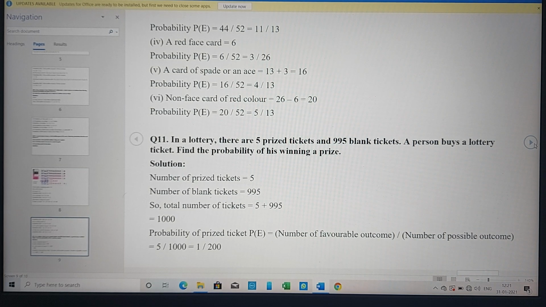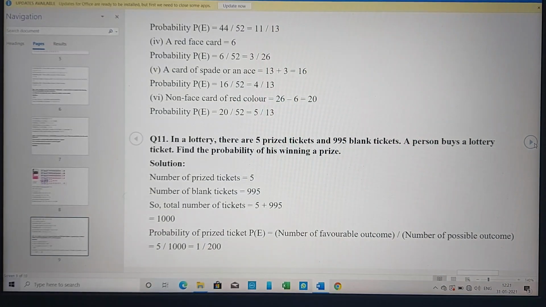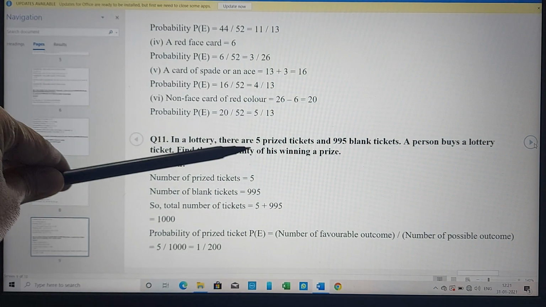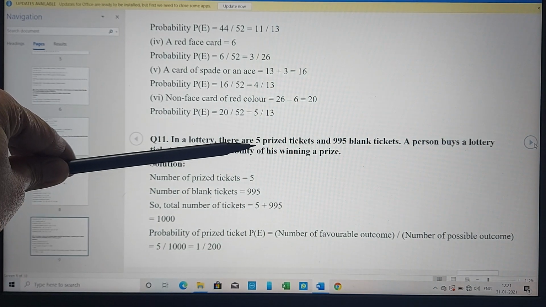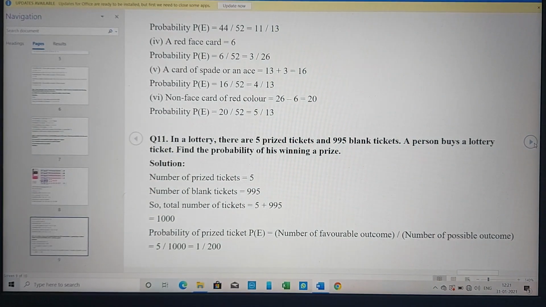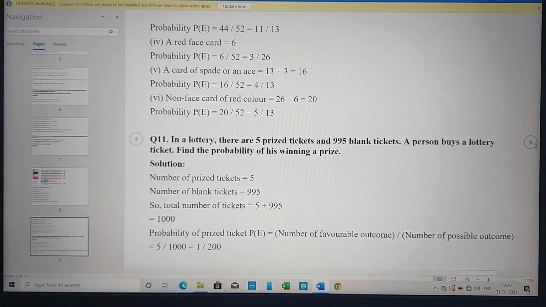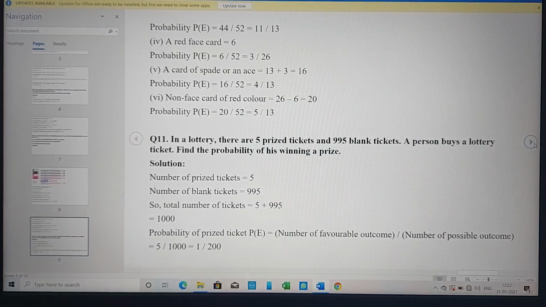A person buys a lottery ticket. Find the probability of his winning a prize. Winning a prize. How many tickets are there on which we have the prize? 5. So, favorable outcomes become 5 and total number of outcomes become 1000. Probability becomes favorable upon total, 5 upon 1000, that means 1 upon 200.